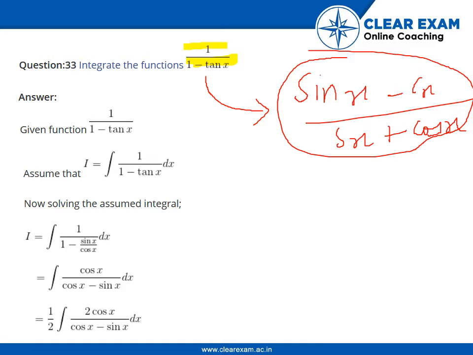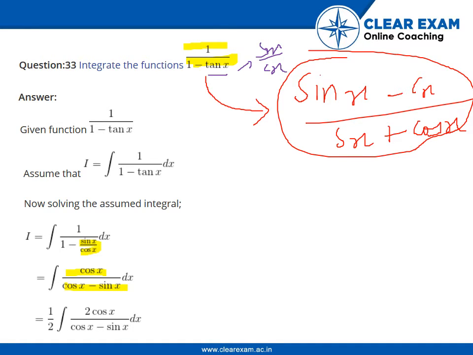The first step I can imagine is that we have to write tan x as sin x upon cos x. So that is what we are going to do here. They have done the same thing. They have substituted tan x by sin x by cos x. Now further simplifying the expression, we have cos x upon cos x minus sin x.